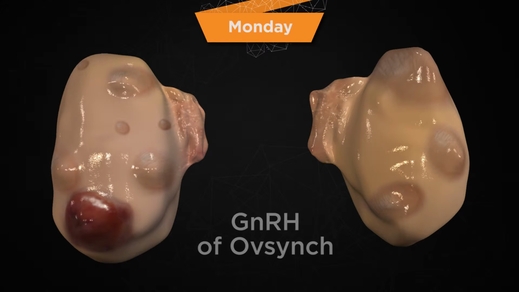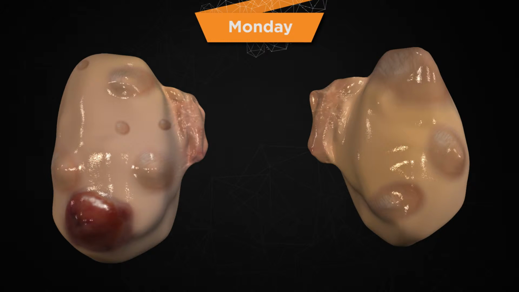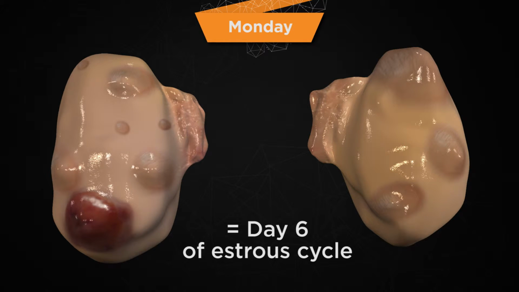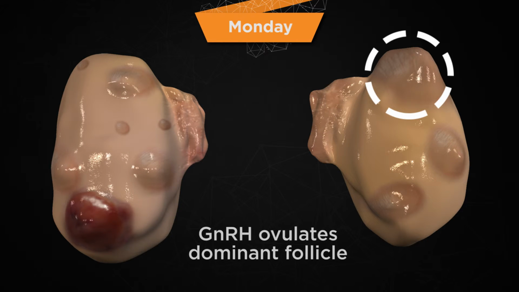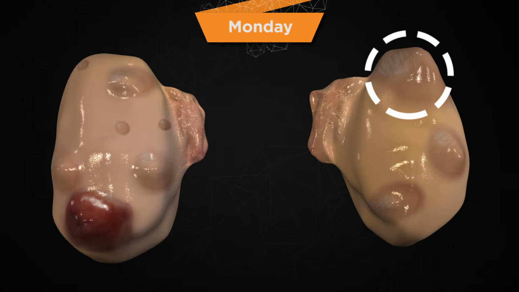With G6G, the first GnRH of OvSync is administered 6 days after the presynchrony GnRH. Theoretically, if cows respond to the PG and GnRH presynchrony injections, cows will be on day 6 of the estrus cycle when the first GnRH of OvSync is administered. This is an ideal day since about 90% of cows on day 6 will respond to the GnRH injection.